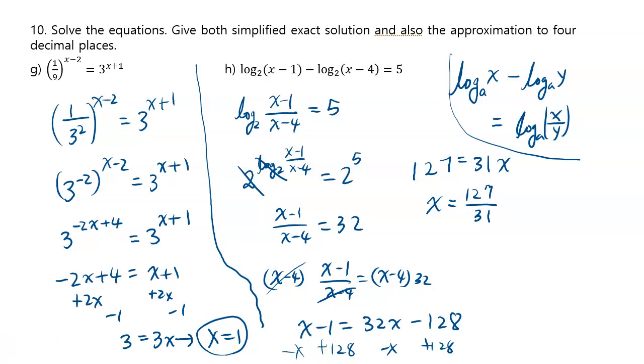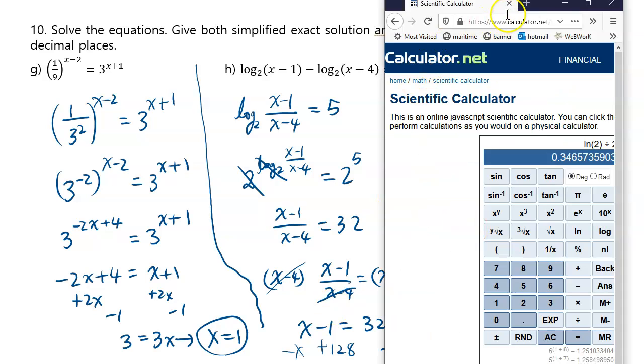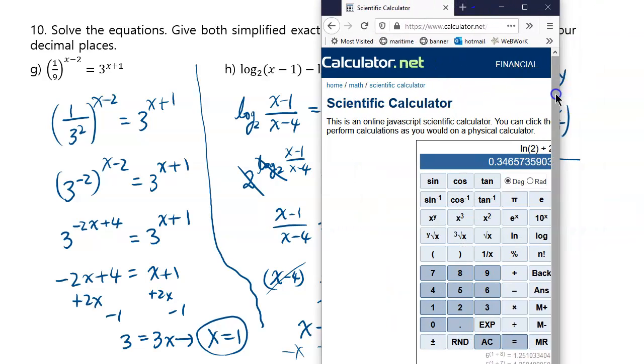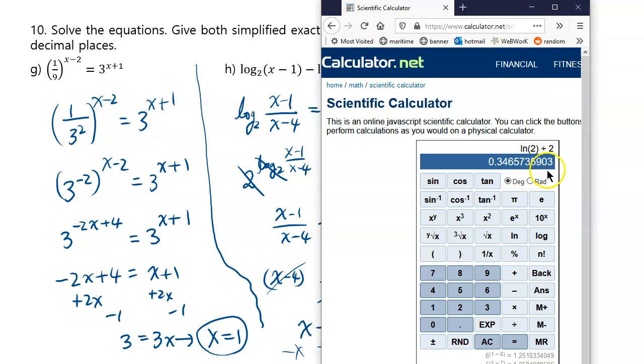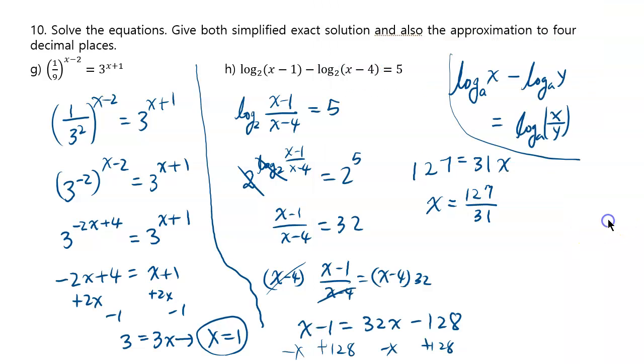And in order to get the approximate value, I'll use the calculator again. Right, so 127 divided by 31. 4.097. Okay, so this is about 4.097.